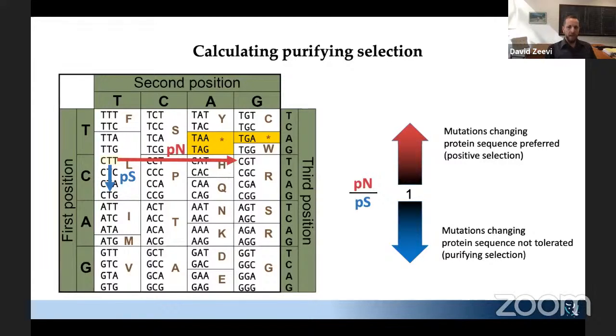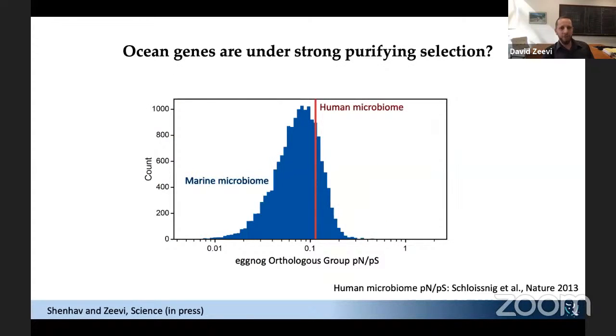selection. And basically what we were looking for when we were looking for these genes that are conserved, we were looking for things that have PNPS close to 0 only in regions where there is pollution. But what we found instead was that everything in the marine microbiome, or almost everything, had PNPS ratios very, very close to 0, or very, very low PNPS. So it seemed to us that everything was under very strong purifying selection.